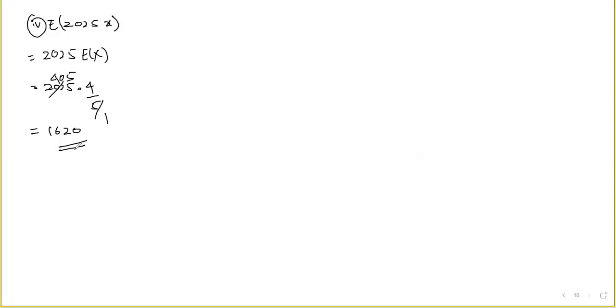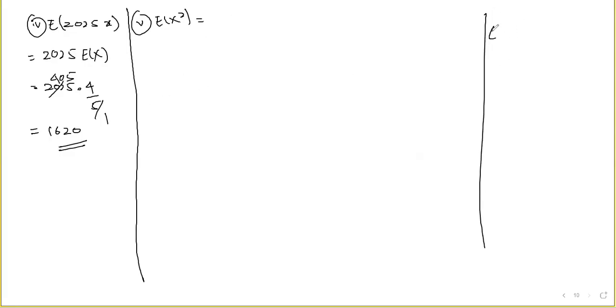Yes, sir. Now we'll go for the fifth one, that is expected value of x square, right? So here, expected value of x square for continuous case is the integration from minus infinity to infinity of x square into f of x dx.